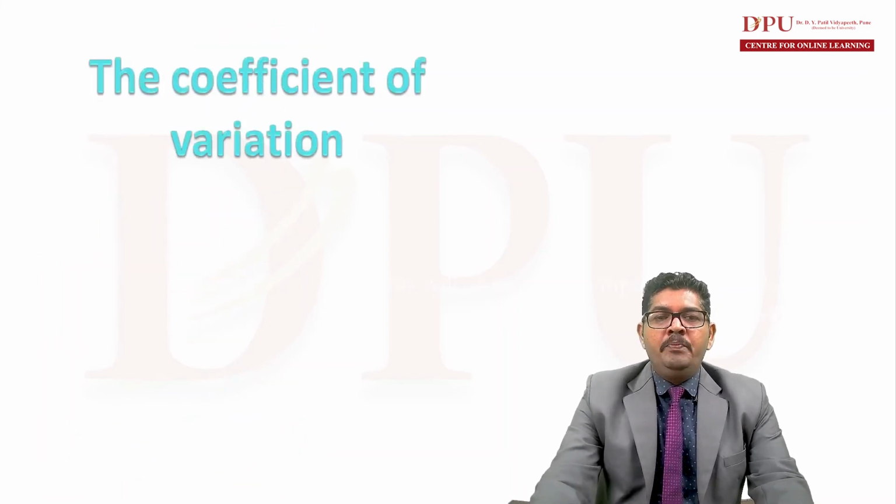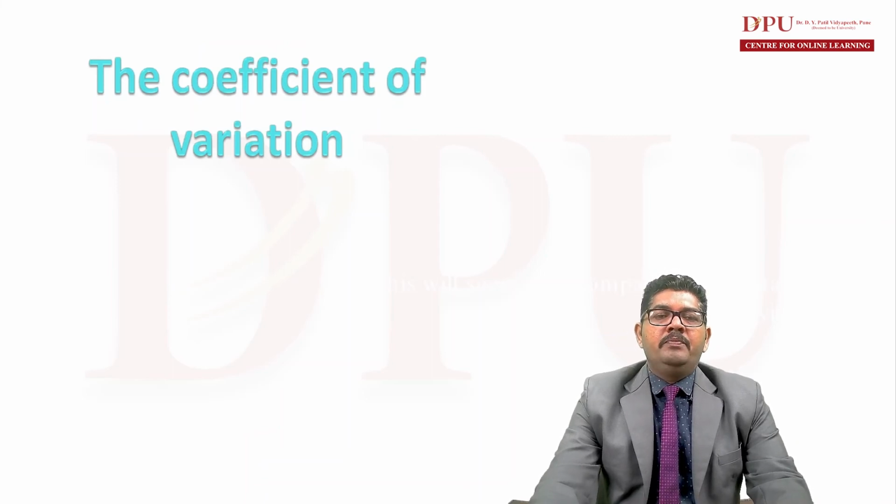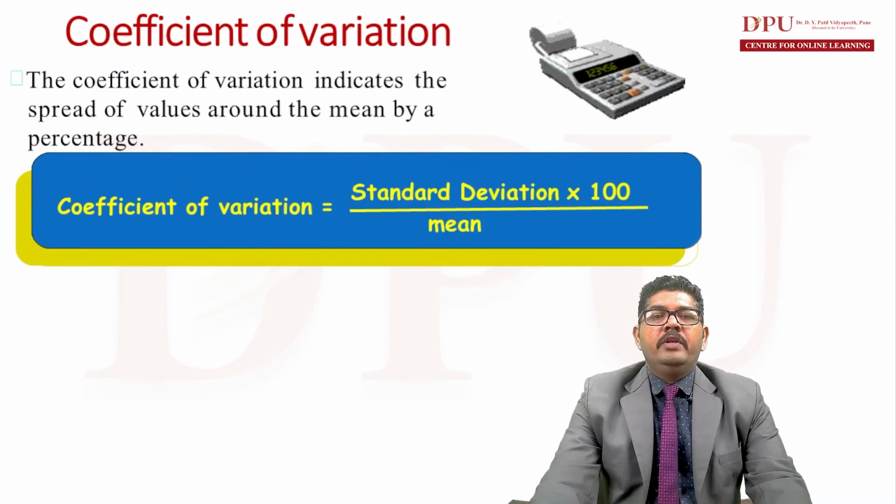Coefficient of variation. Now coefficient of variation is again one of the important measures of dispersion, and it is a very handy tool for measuring the consistency or the spread in two different data sets. The coefficient of variation indicates the spread of values around the mean by percentage. So it is a relative measure again. We divide the standard deviation of a data set by its mean, and then multiply it by 100. This is how we calculate the coefficient of variation. By comparing the coefficient of variation of different data sets, we can judge which data set is more consistent.